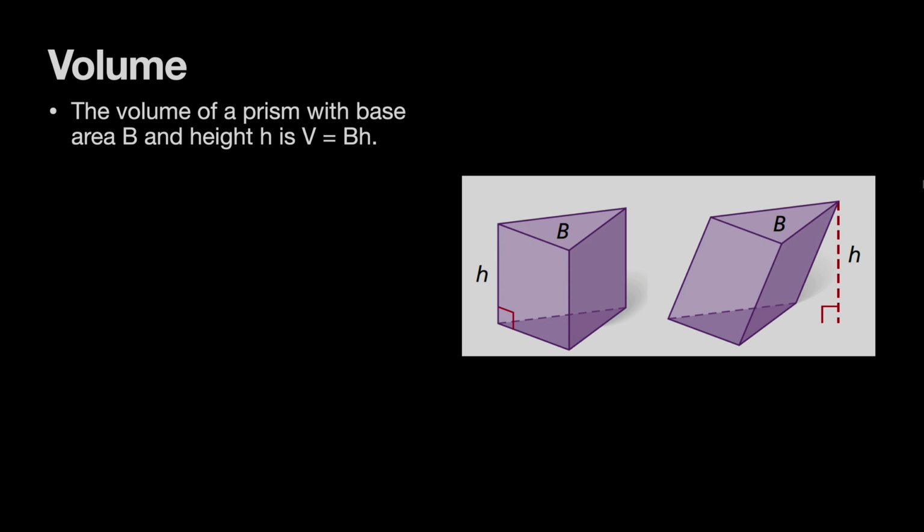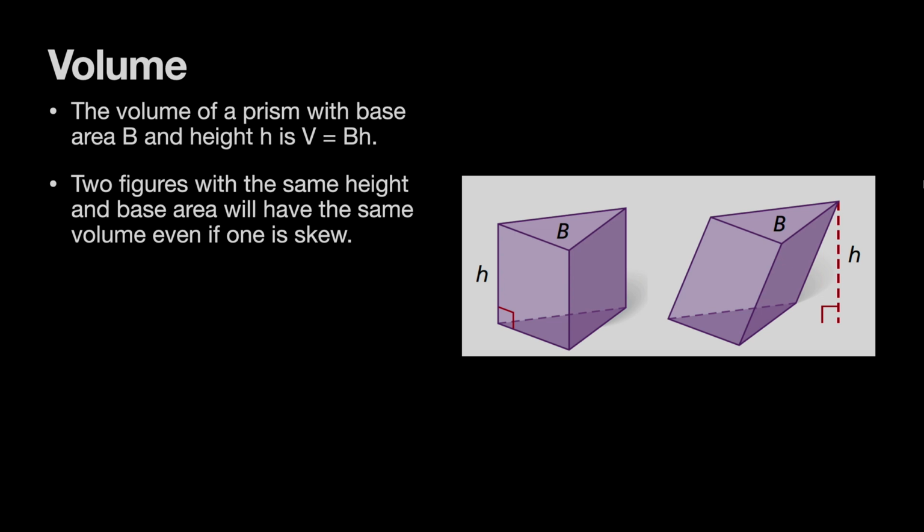Now, we don't go more specific because the fact is it depends on your shape. If we're talking about a regular polygon, then that's 1/2 apothem times perimeter. If we're talking about some sort of rectangle, it's going to be length times width, all of those things. Now, two figures with the same height and base area will have the same volume even if one is skew.